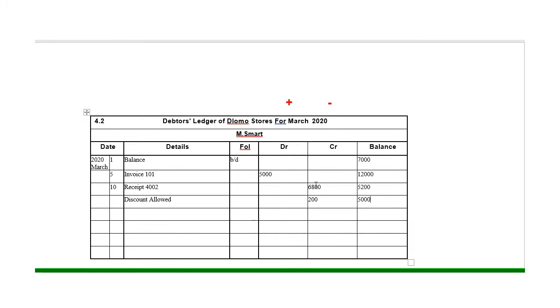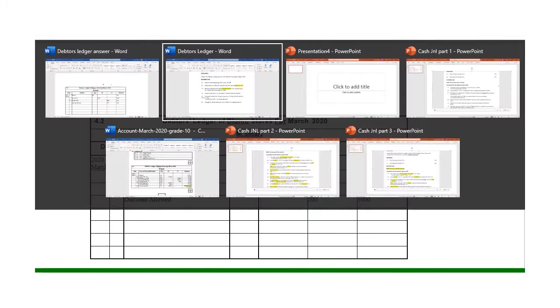So that 5,000 happened after the first. So whatever he owed at the first, after he paid it up, he only owes us what he purchased after the first, which was that 5,000.